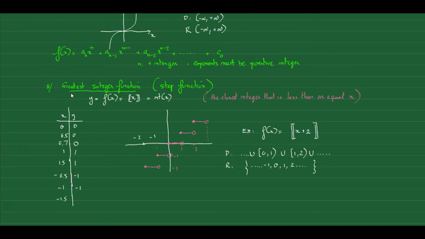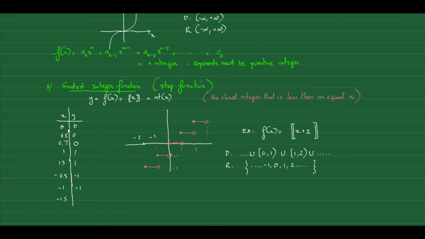We don't cover the smallest integer function. It's a little bit different, but still considered that kind of function. Okay. So what is the greatest integer function? The output is the closest integer that is less than or equal to x. It's kind of hard to imagine what that means, so just look at the table over here. Okay, I'll explain it to you.